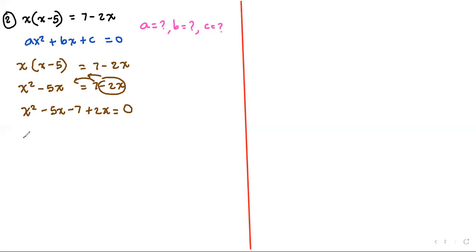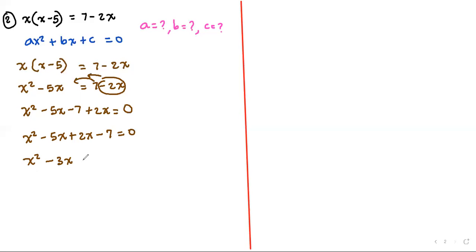Okay, now we have x squared minus 5x plus 2x minus 7 is equal to 0. And then we know that minus 5x plus 2x, we will get minus 3x. You see that?